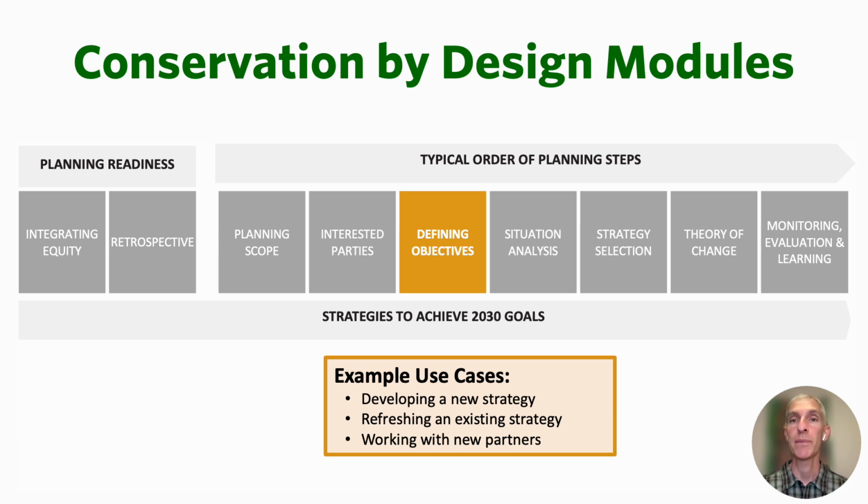A few examples of when teams might find value in using the Defining Objectives module are as follows. The most straightforward use case is when a team is developing a new strategy, and therefore it needs to identify its objectives for the first time. A second example is when a team is looking to refresh an existing strategy, perhaps because of a major political or economic shock to the system it's working in. Final example is if a team will be expanding a strategy to include new partners who will bring in additional interests and insights to ensure that everyone involved can align on what matters and what they aim to collectively achieve.